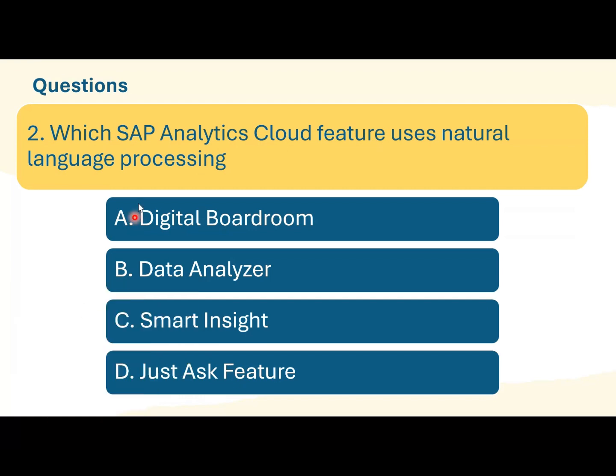Our next question is, which SAP Analytics Cloud feature uses natural language processing? That means in a natural language, you can just type whatever you want to visualize. You select a model and then you type it. Okay, I want to see the total units sold in quarter one of 2025, kind of. So, which feature provides that option is just ask feature. So, our correct option is just ask feature.